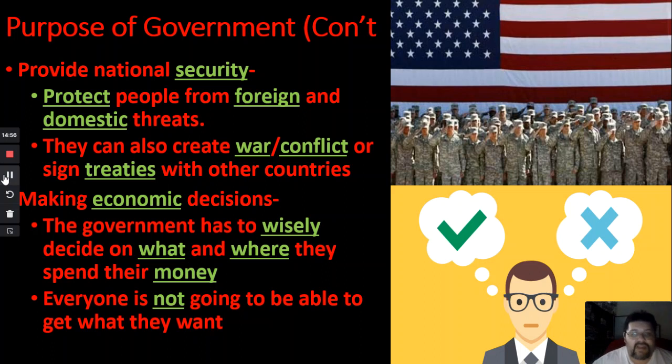Now, speaking of that too, making economic decisions. That's the other purpose of the government. The government has to wisely decide where and when and what to spend our money on. Okay. Now, you hear people again on the news, on TikTok, on whatever social media saying, we need to spend our money on this. We need to cut this and that. We need to do this and this with our money and our taxes, or even cut the taxes. It's like, well, how are we going to pay for things?